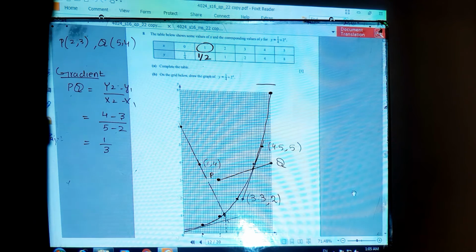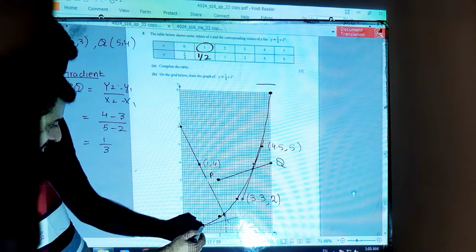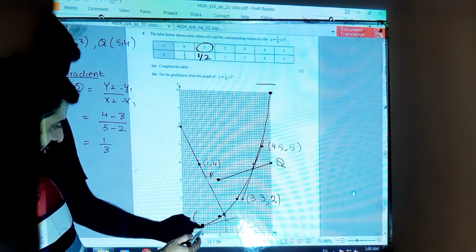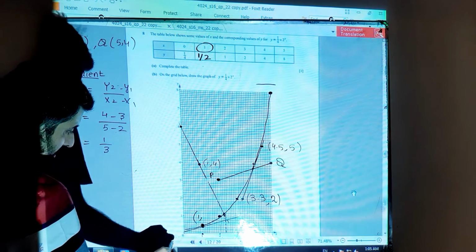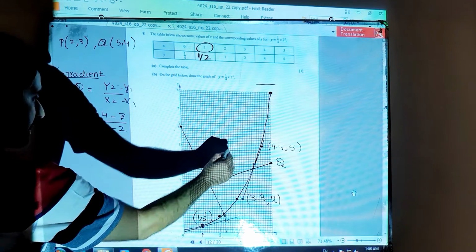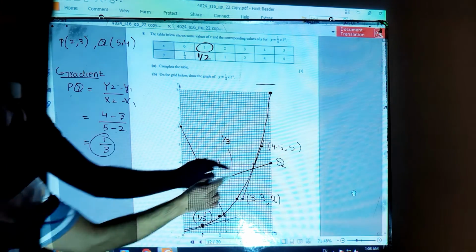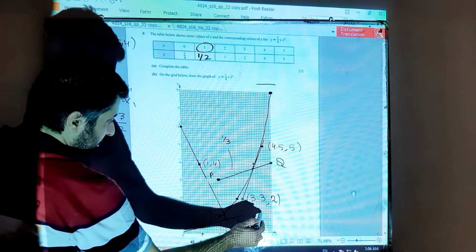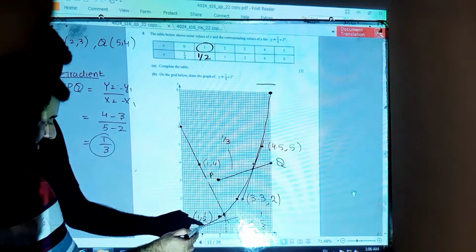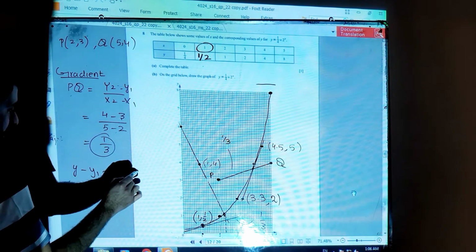That is parallel to PQ, and we need to find its gradient. Well, this line is touching this point. As you can see, this line is almost tangent at this point, and the coordinates of this point are x is 1 and y is 1 by 2. Because the gradient of PQ is 1 by 3, and this line is parallel, the gradient of this line will be 1 over 3, and this line is passing through this point. So y minus y1 is equal to m into x minus x1.